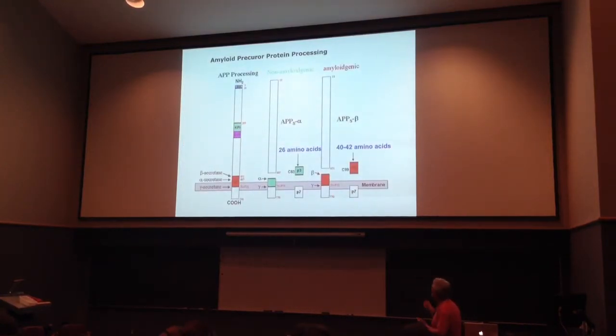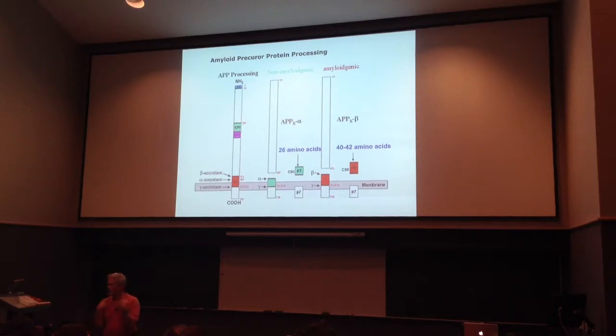If you take 1 to 40 and 1 to 42 in a test tube, we can make them and ask them to aggregate. This guy here aggregates 10 to the 5th times faster than this guy here. So the difference in the two fragments is that the 1 to 42 aggregates much, much faster. And the difference between you and someone with Alzheimer's disease is that there's been a mutation that tends to cut more at the 42 than at the 40.